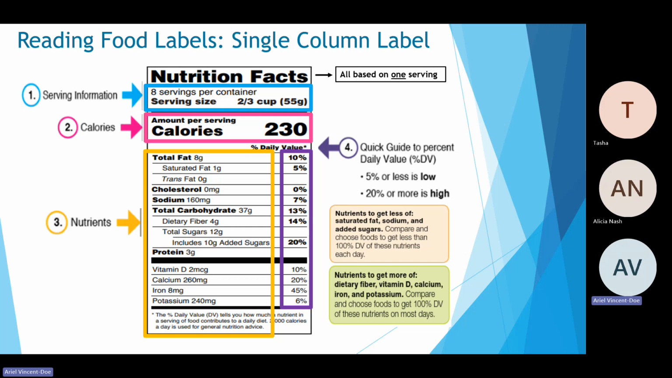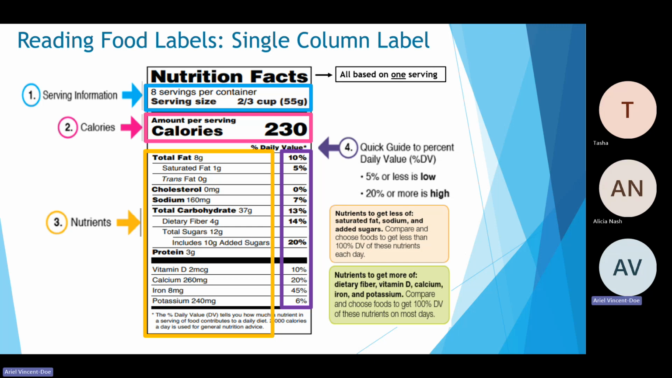Now, the nutrients that you want to get more of when it comes to reading the food labels, you want to focus on dietary fiber, vitamin D, calcium, iron, and potassium. Now, you'll see on some food labels, they'll also include other vitamins and minerals. So the more you have of the vitamins and the minerals, those are the nutrients you want to get more of. Now, the nutrients you want to get less of include saturated fat, sodium, and added sugar.